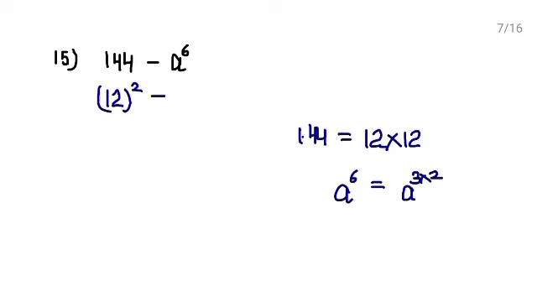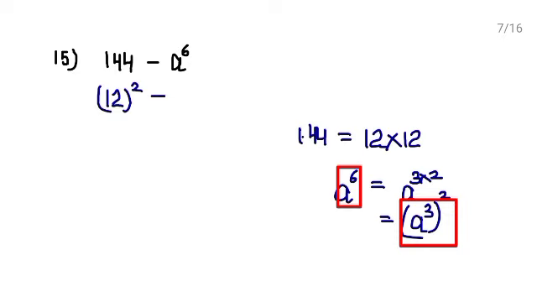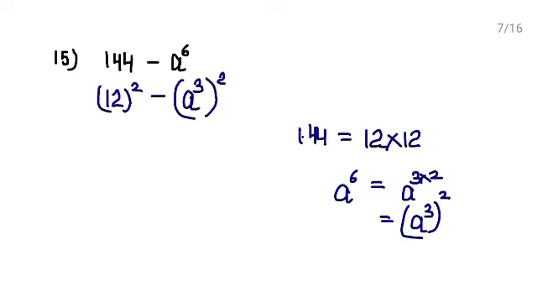3 2s are 6, and powers are multiplied when there is a power of a power, right? So we will make the square's power a whole power. So this a raised to the power 6 can be written as a cube raised to the power 2. Right. So I'm writing it as a cube raised to the power 2.